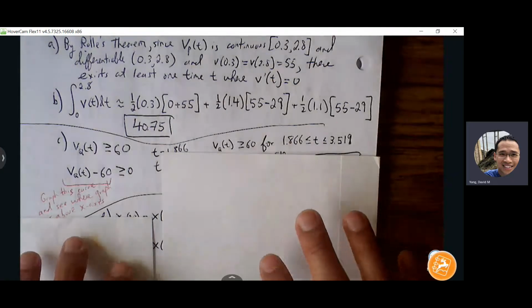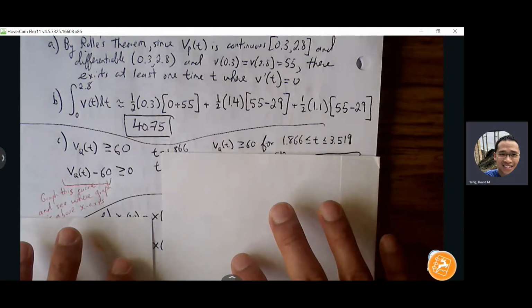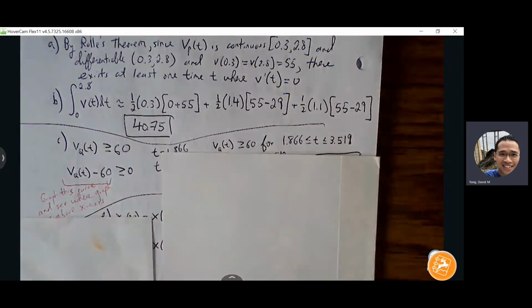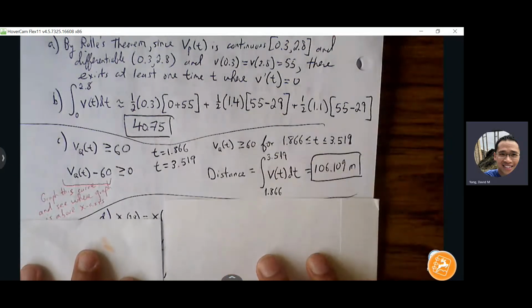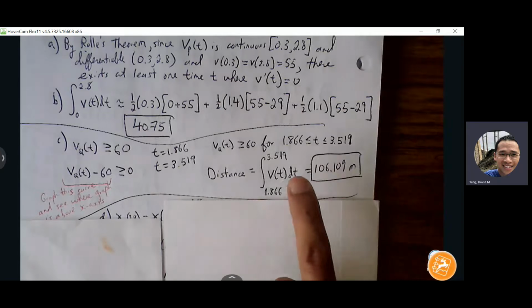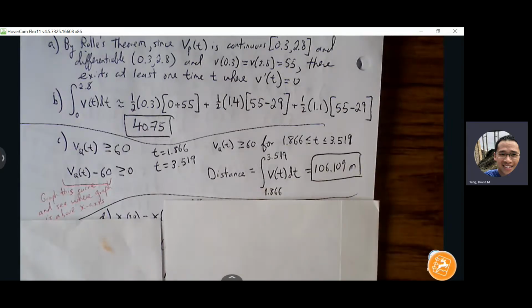So the next part is asking, find the distance traveled between these two times. So we can just take the displacement, right? The integral from 1.866 to 3.519. Now you may be asking, wait, distance, don't I need the absolute value? You could definitely use absolute value, but we know that our velocity is already cleanly sitting above the x-axis, so we're not going to have to adjust any negative velocity here. Everything is cleanly above the x-axis, so I just didn't use the absolute value.